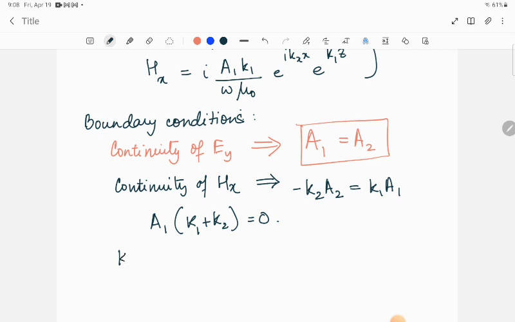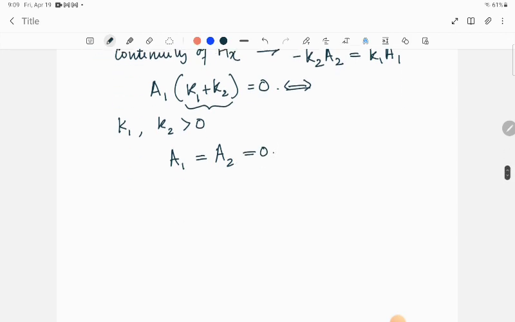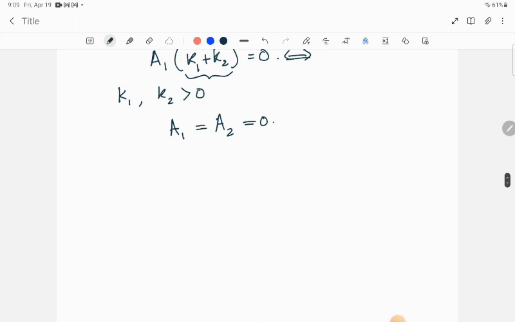Now since k1 and k2 both are greater than 0, they are positive numbers because they define the decay of the evanescent fields. That's why the term in the bracket can never go to 0. So for this equation to hold with the boundary condition, it implies that A1, which is equal to A2, should be 0. That is, the amplitude of the fields is 0, which means that surface plasmon polaritons do not exist for TE mode.